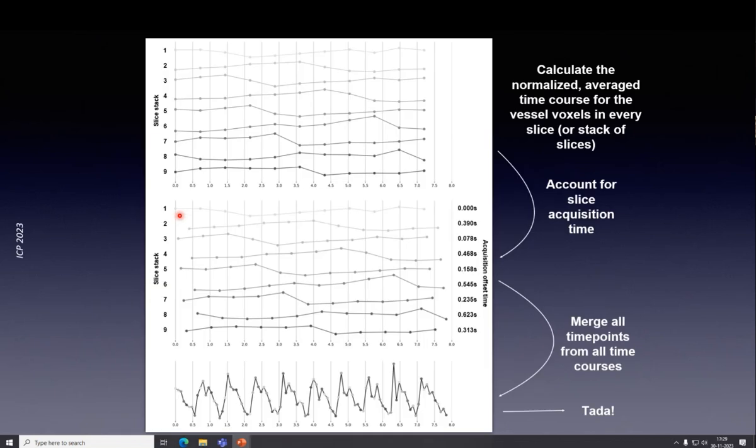So I showed this yesterday. What you do is you take these average time courses for each stack of slices, and you just graph them out for every single one of the stacks of slices. And then since you know when each stack of slices was collected relative to the beginning of the TR, you time shift them by that amount because you know that's when they actually happened. So if you put them all on a graph at their appropriate time points and then combine them at the appropriate time point, you do end up with a coherent time course. And it works remarkably well.